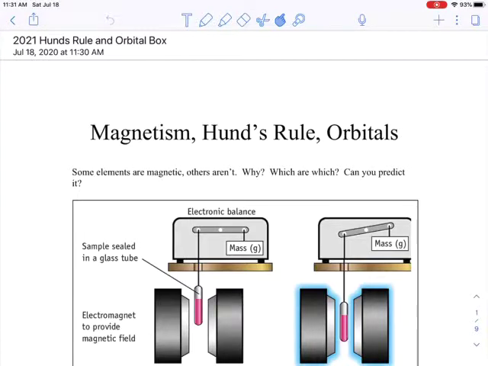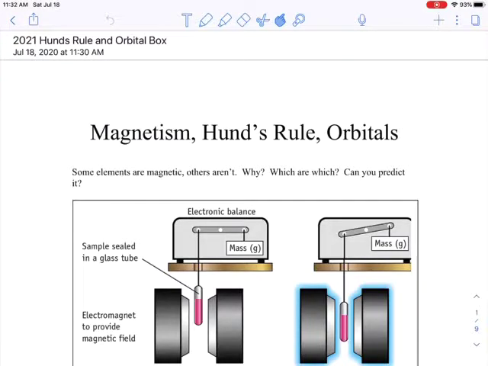Today's topic is a mishmash of things that all relate to the same topic, and that is ultimately the idea of atomic orbitals. Now, for some evidence of this, we need to look at the idea of magnetism. So we all know that some elements are magnetic and others aren't, right? You put a magnet on something like iron and it works great. You put a magnet on some other metals and it doesn't work so good, right?